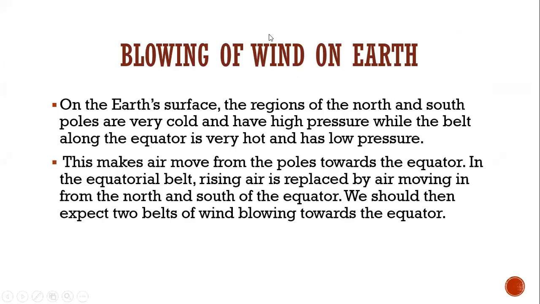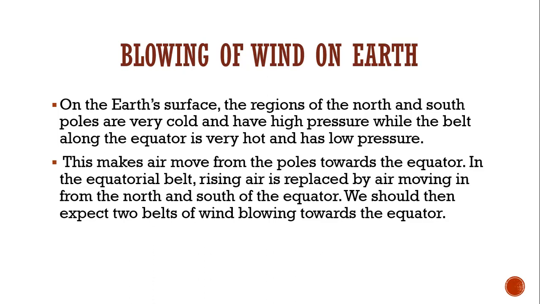Here we start to see the blowing of wind on Earth, before seeing the belts of wind on our Earth. Now, regarding the blowing of wind on our Earth, we have to know that the Earth's surface regions of the north and south poles are very cold and have high pressure, while the belt along the equator is very hot and has low pressure. This makes air move from the poles toward the equator. The rising air at the equatorial belt is replaced by air moving in from the north and the south of the equator.